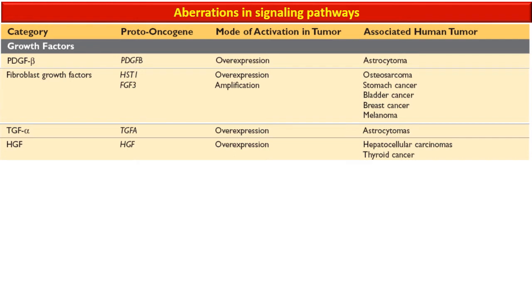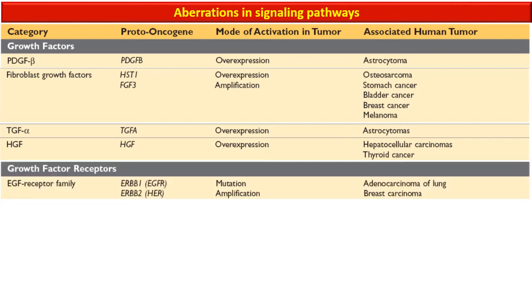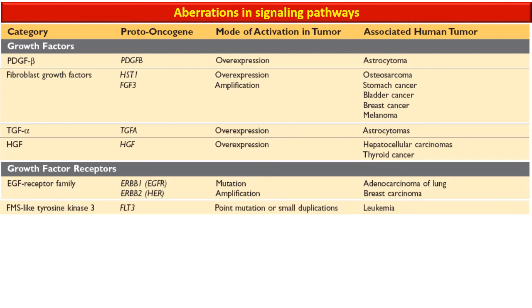The transforming growth factor alpha is overexpressed in astrocytoma, while hepatocyte growth factor is overexpressed in hepatocellular carcinoma and thyroid cancer. Similarly, the growth factor receptors are also deviated, and the epidermal growth factor family member ERB1 is mutated in adenocarcinoma of lung, while ERB2 amplification is seen in breast carcinoma.